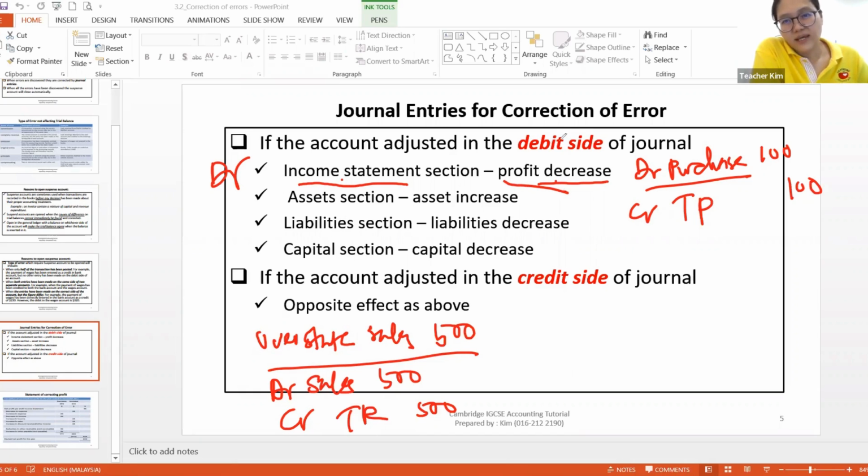For the asset, when we debit, the asset increases.